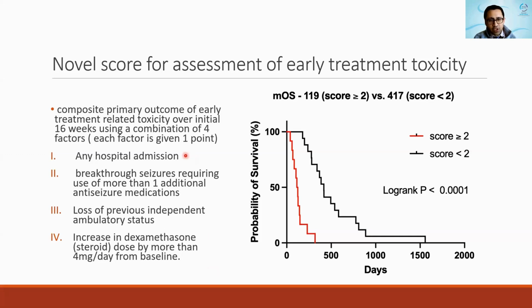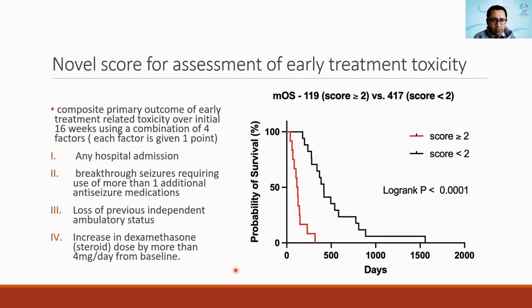Any hospital admission during the first 16 weeks; breakthrough seizures which require the use of more than one additional anti-seizure medication, since one anti-seizure medication is not adequate; the loss of ambulatory status, if a patient was previously independently ambulatory, within 16 weeks of treatment initiation; and an increase in steroid dose by significant amounts. Steroids are typically used to manage physical symptoms, so we wanted to capture this as something which might be preventing a patient from being admitted or having physical decline.